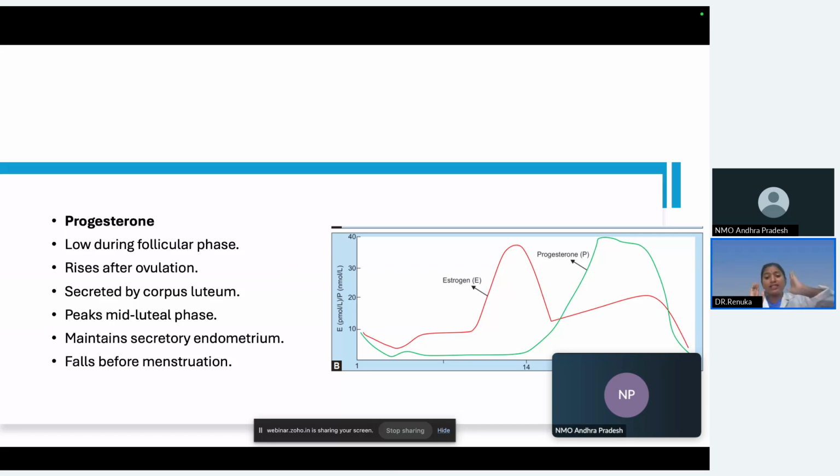When is estrogen at peak? Just before ovulation it is at peak. After ovulation it falls down. When is progesterone at peak? Just after the ovulation, progesterone goes to peak and then it comes down. Okay, what is the function of the progesterone? It maintains the endometrium, the secretory endometrium.